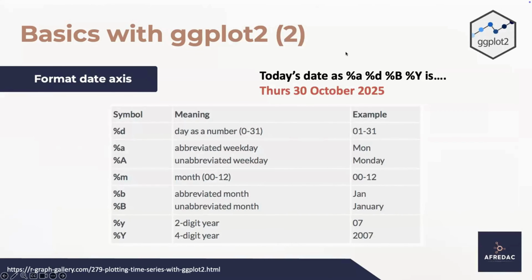For example, we did an example with today's date. We said %a, which would be the abbreviated weekday. This was last week, so Thursday, but not abbreviated, just write Thursday. Then %d was the day as a number, so 30 October. Capital B is the full unabbreviated month, and then uppercase Y is the full 4-digit year. So this is the way that R lets you format how your date looks.